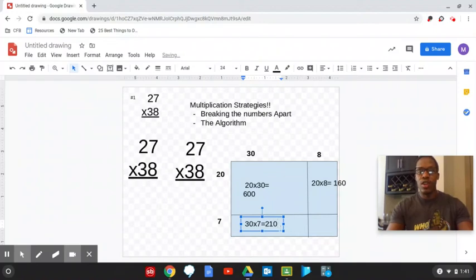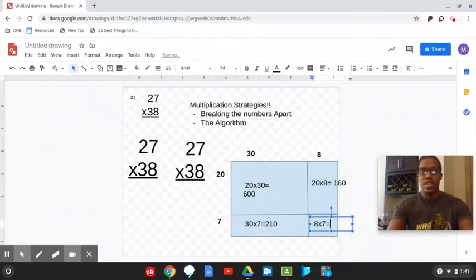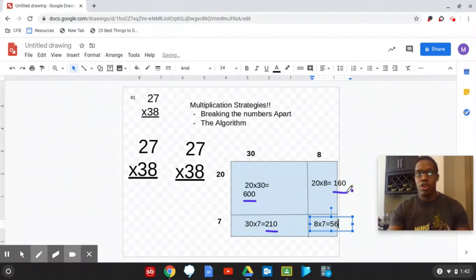And lastly, what equation will go inside my fourth and smallest quadrant? Hint, it's the smallest for a reason. Very good. It will have my smallest equation, 8 times 7, which equals 56. Now, in order to get the answer to 27 times 38, all you would have to do is add up all four of your products, and voila, that is the breaking the numbers apart strategy.